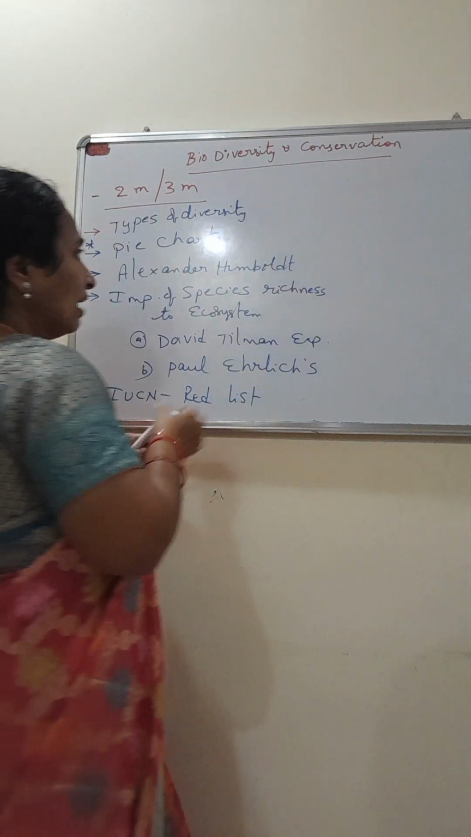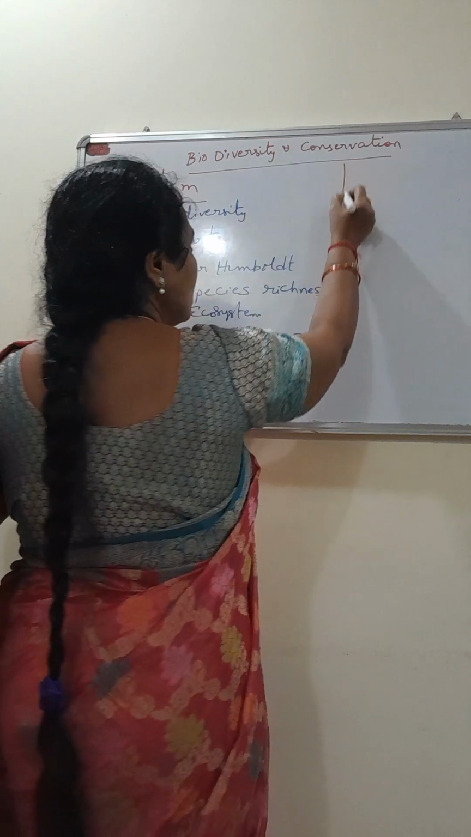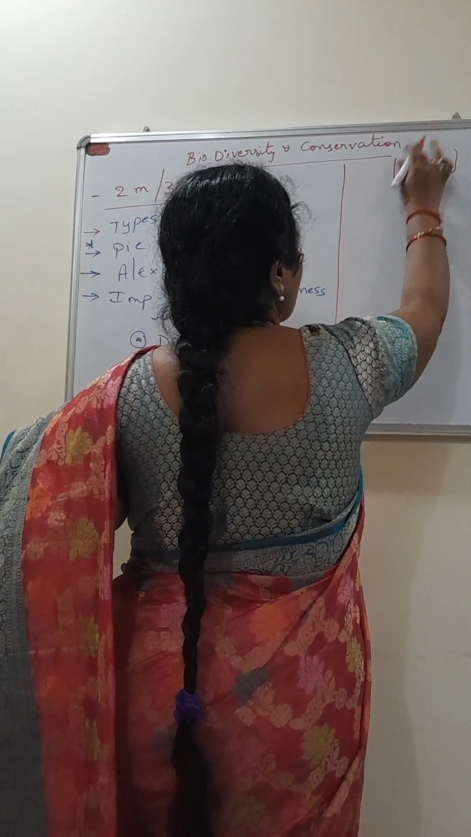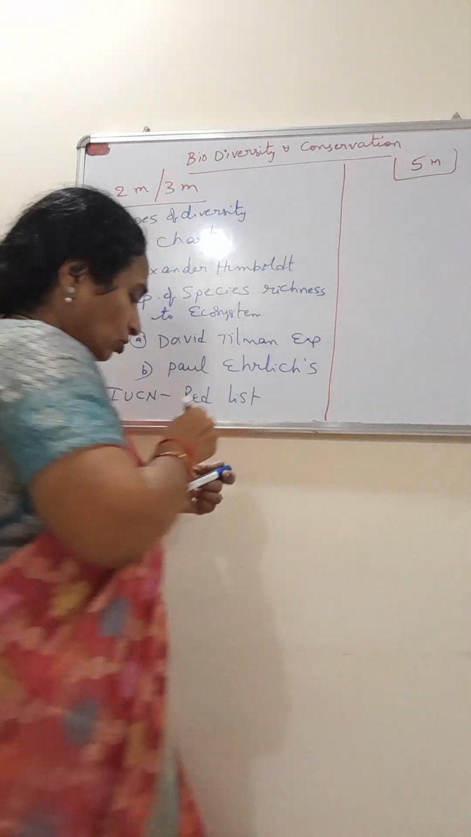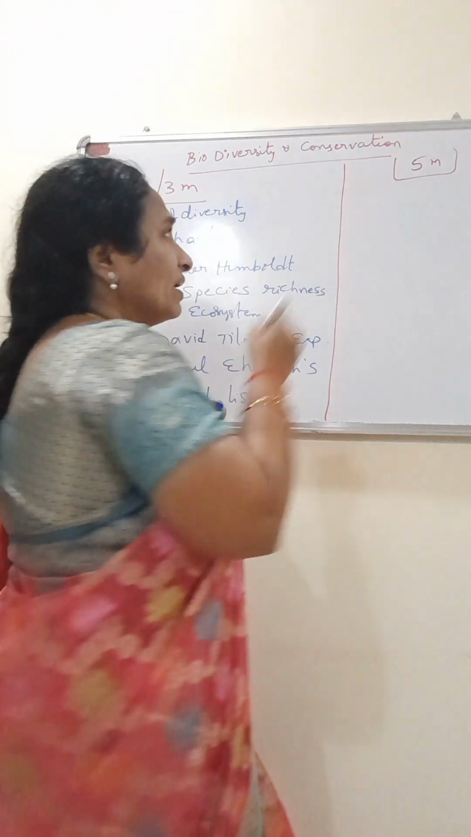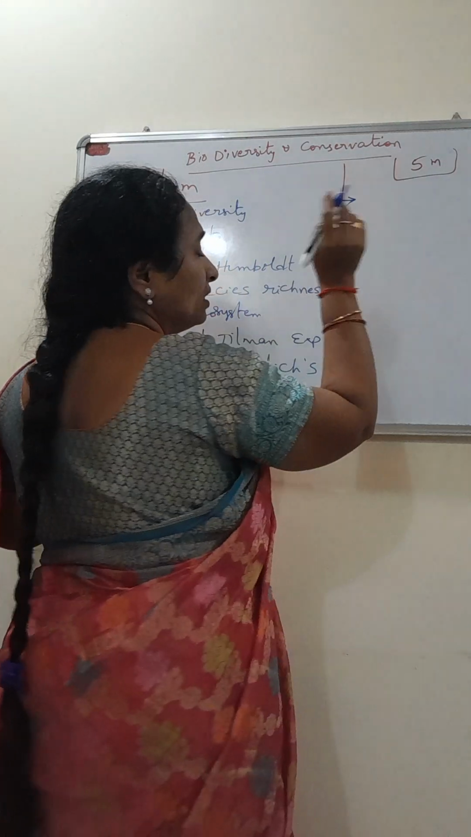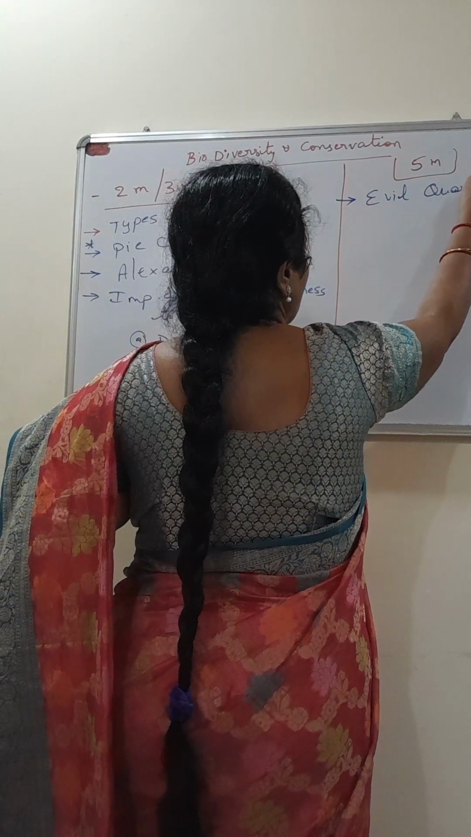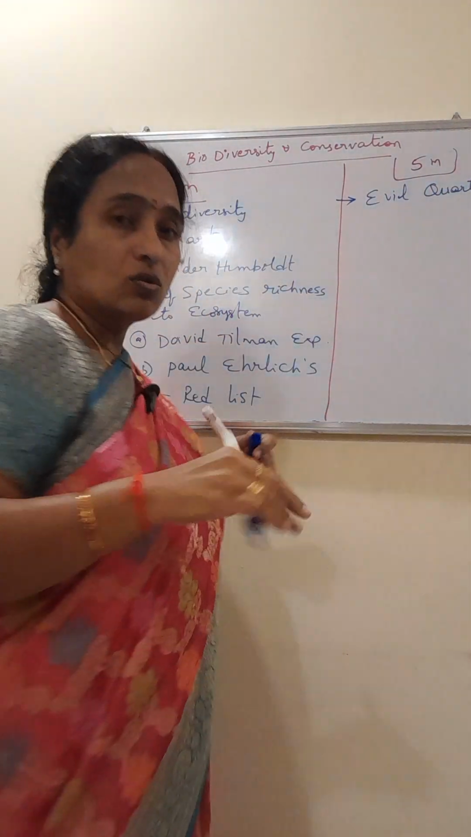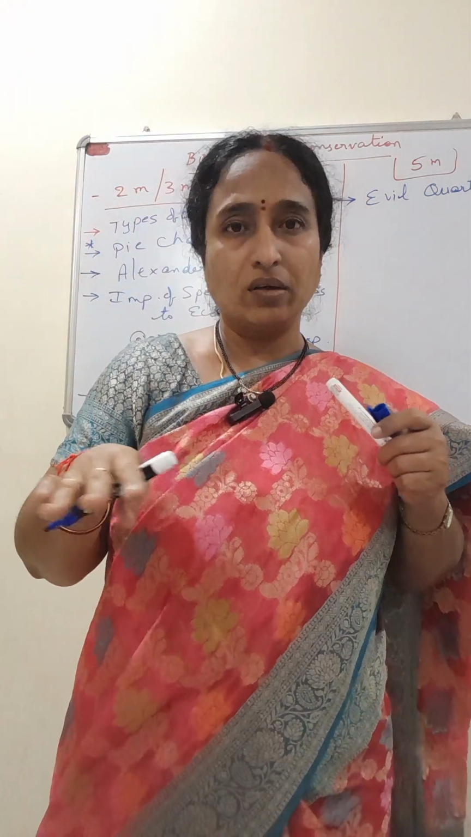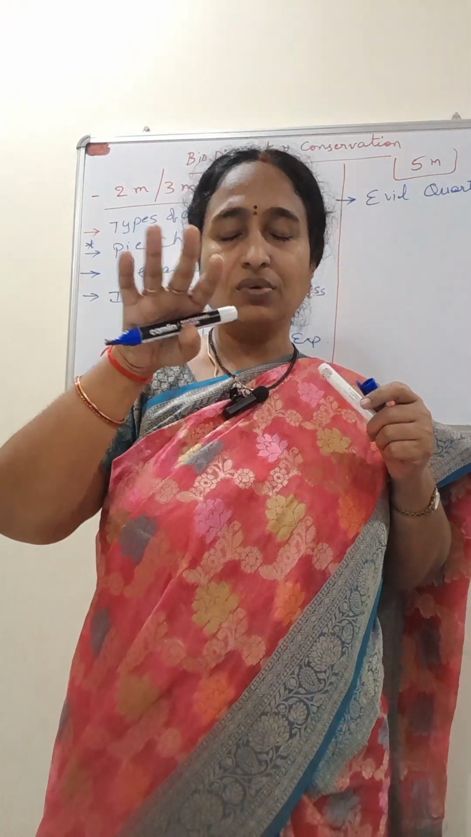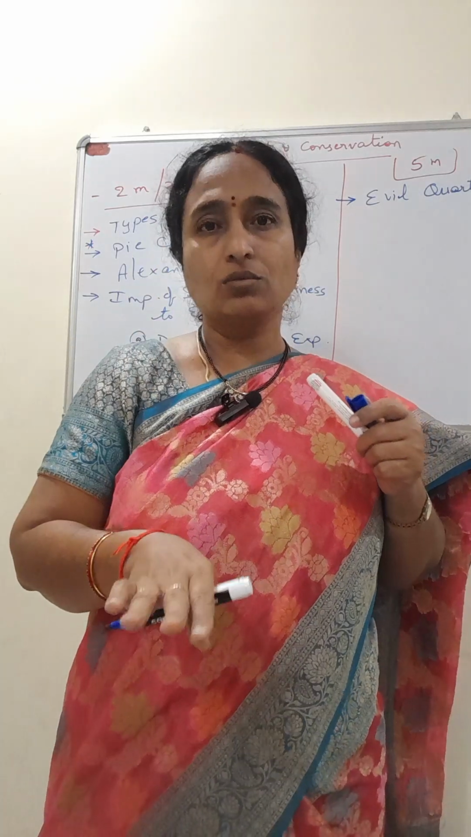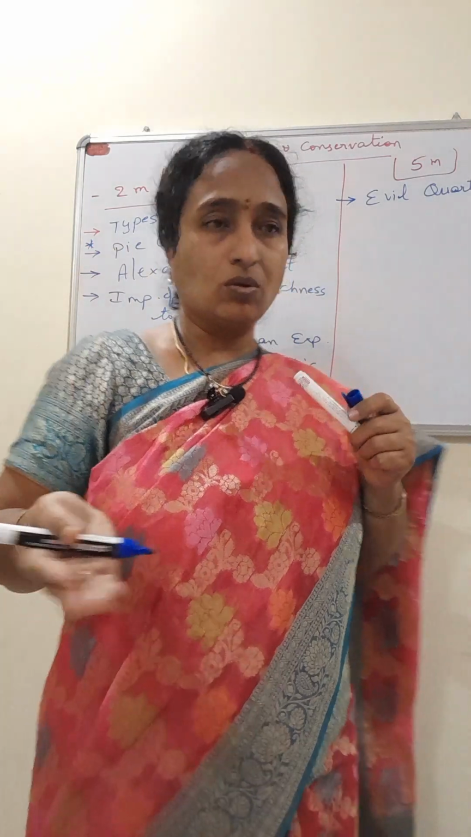After this, under the same chapter, what are the 5 marks questions you may have? From this chapter, one is the Evil Quartet, right? The 4 reasons for the extinction of biodiversity are covered under the Evil Quartet. It can often be a 4 marks question, or mostly it can be 8 marks also.